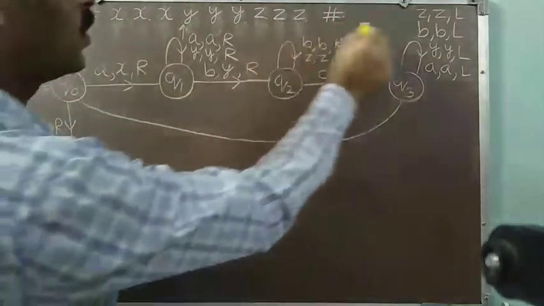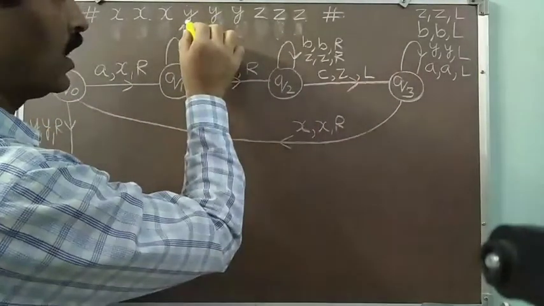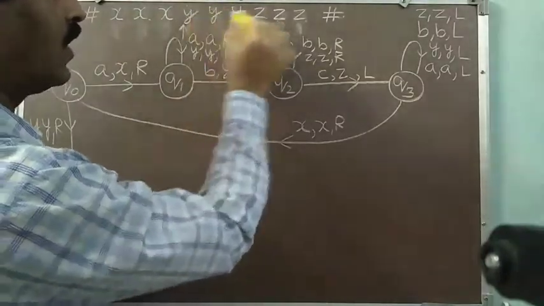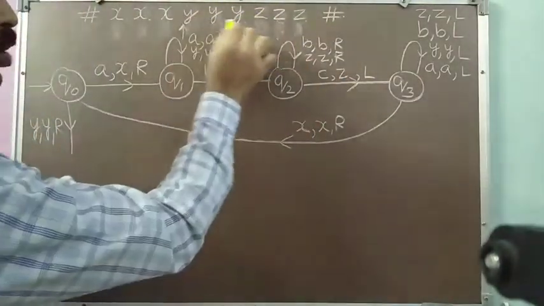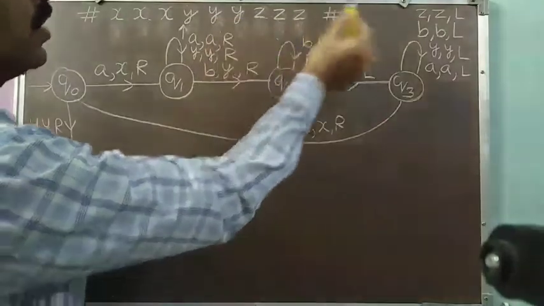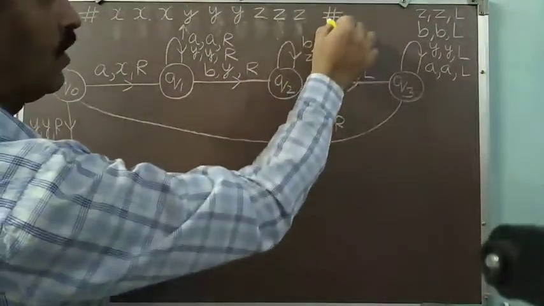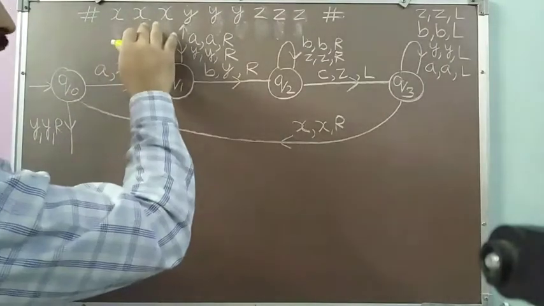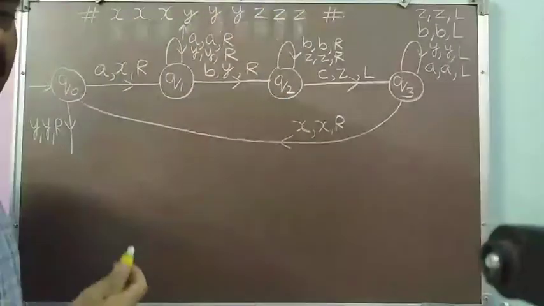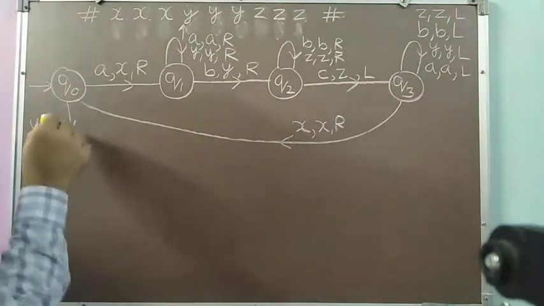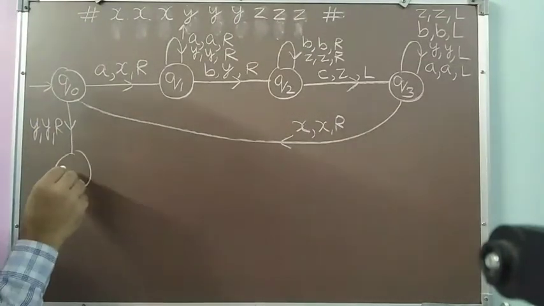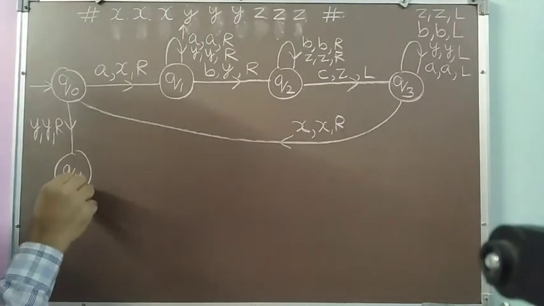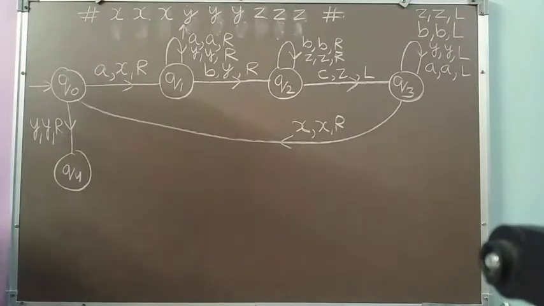Now I have to move towards the right to see whether I get anything other than Y or Z. Ideally I should get only Y or Z, nothing else. And then when I find the blank symbol, I will know that yes, the number of A's, number of B's and number of C's in this particular string are equal. Okay, so on Y, Y, R, I will move to the state, say Q4. Okay, so this is the state Q4.